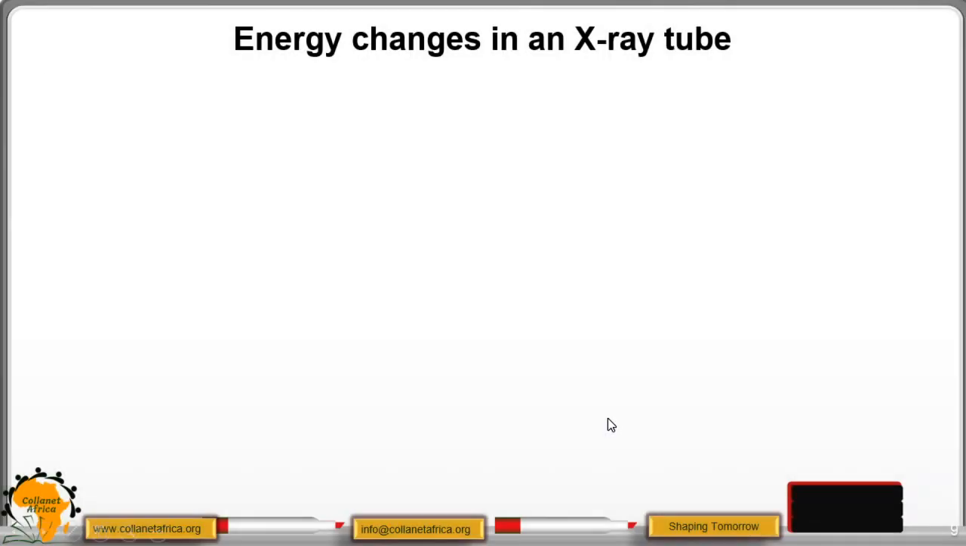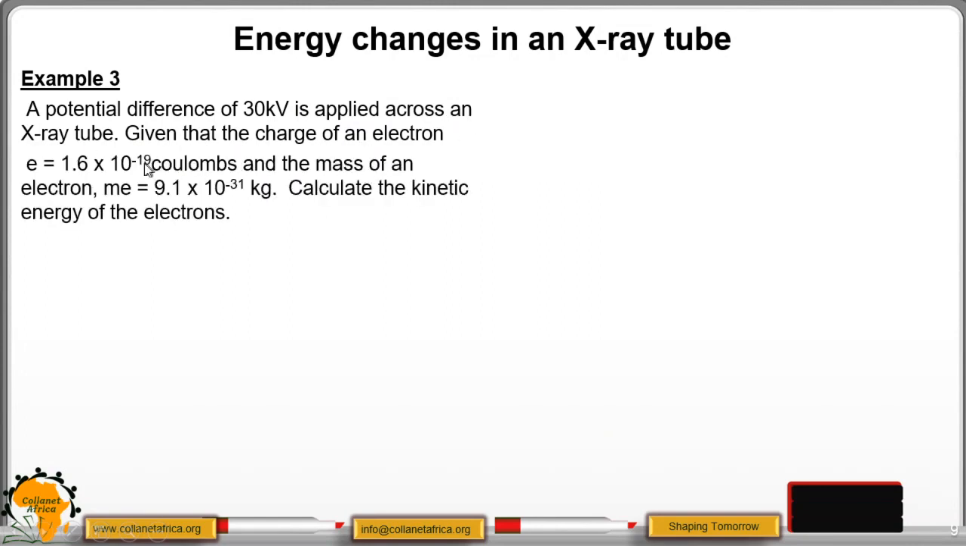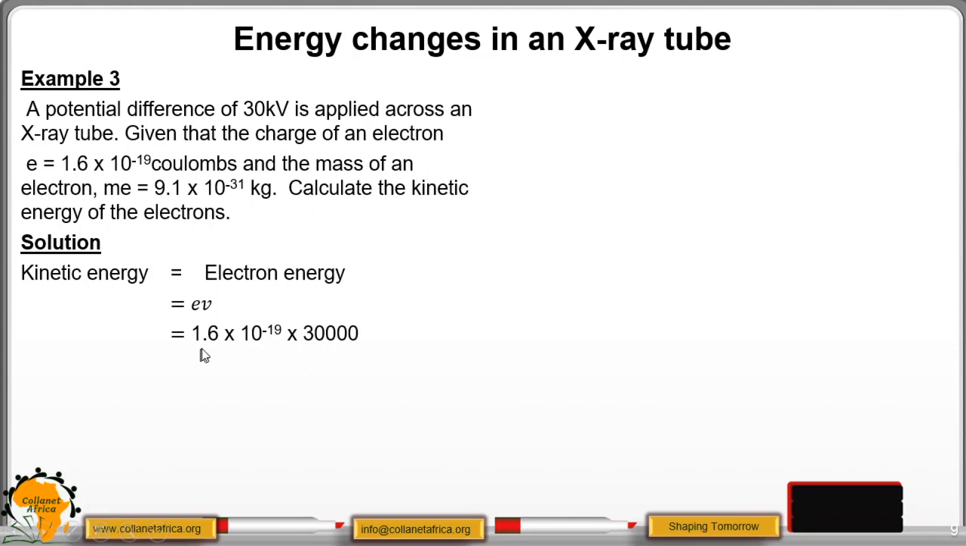Then we move to another example. A potential difference of 30 kilovolts is applied across an X-ray tube. Given that the charge of an electron is this one and the mass of electron is this one, calculate the kinetic energy of the electron. Now to get the kinetic energy of electron, we always get the electron energy, which is eV. And eV is the electron charge multiplied by the potential difference. When you multiply, you get that it is 4.8 times 10 to the power 15 joules.